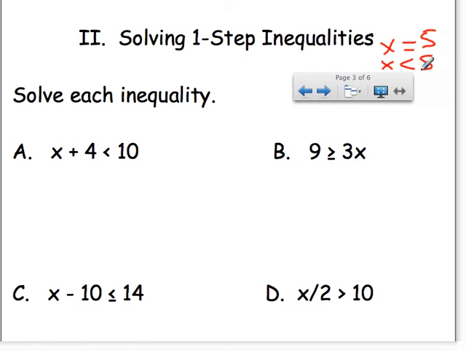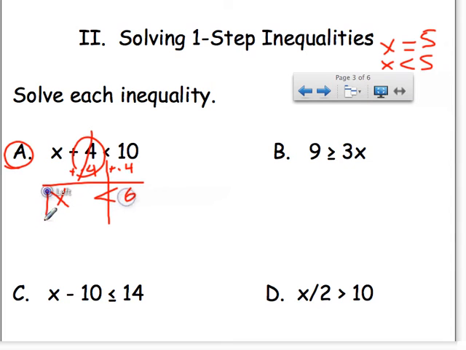So to solve this inequality, x plus 4 is less than 10, I'm going to draw a line down where I have the inequality sign, and I'm going to add the opposite just like we would in other cases. So I'm going to add negative 4 to cancel the constant, add negative 4 to cancel the constant, and that means x is less than 6.